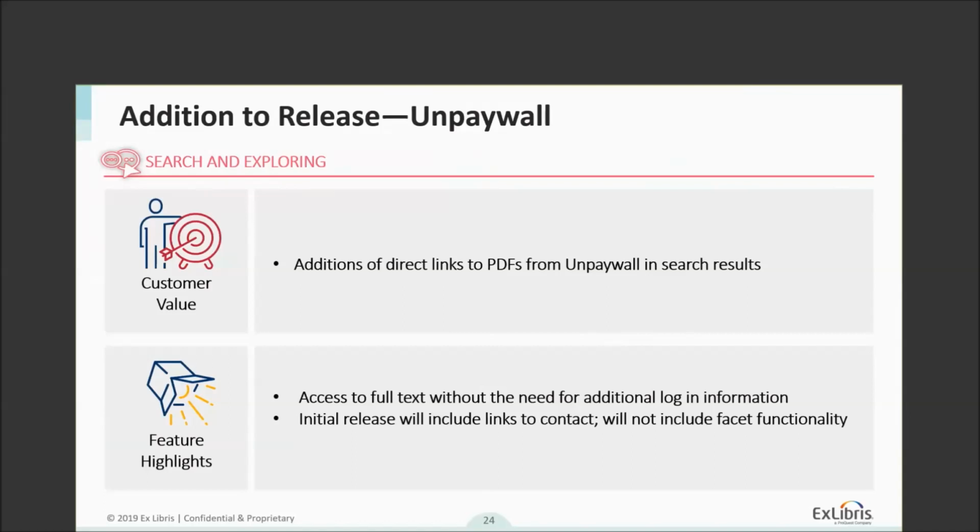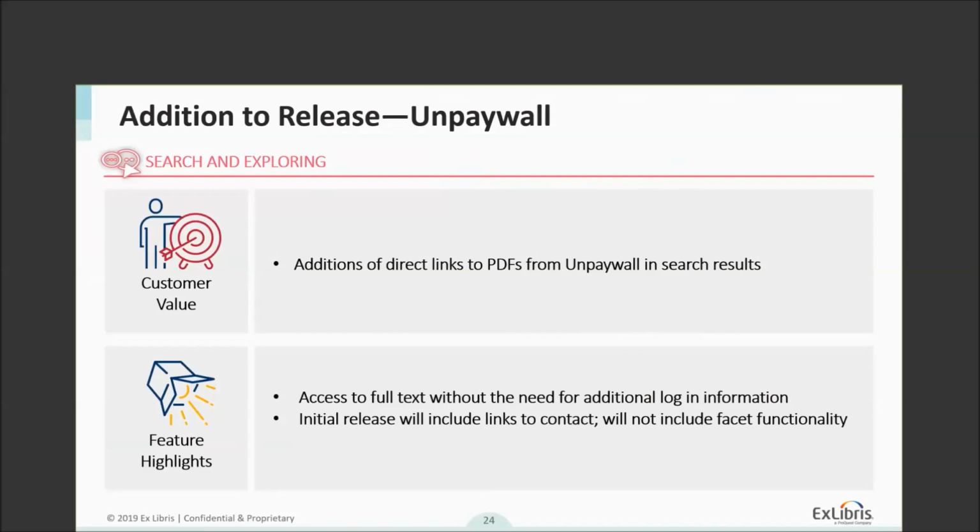It will not include the facet functionality itself. So in other words, if you click on the open access content facet to include only open access content, then any content that is marked as unpaywall will not necessarily be triggered off of that. So unless another record associated with that content is marked as open access, then there's the possibility that that unpaywall link won't show up in those results.